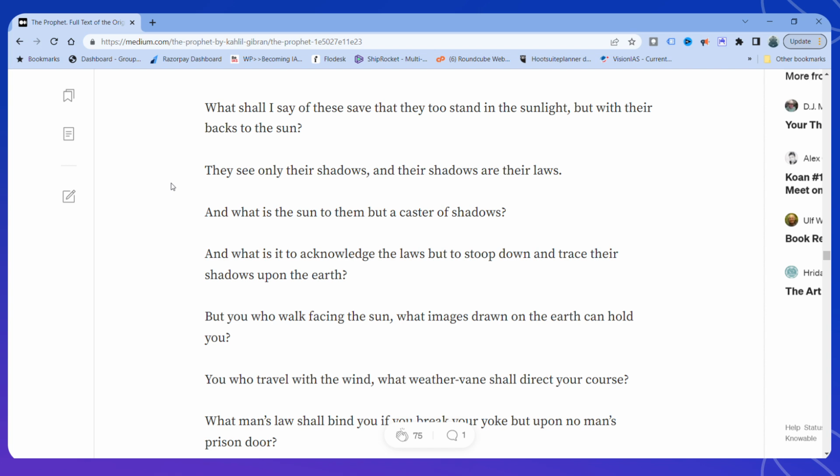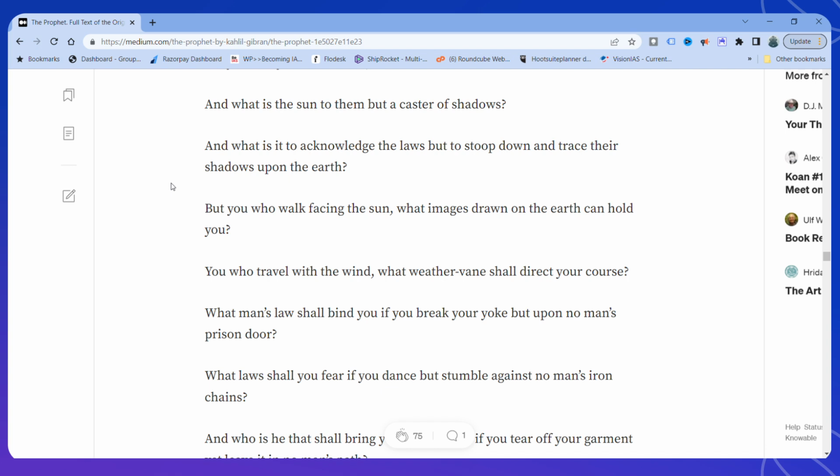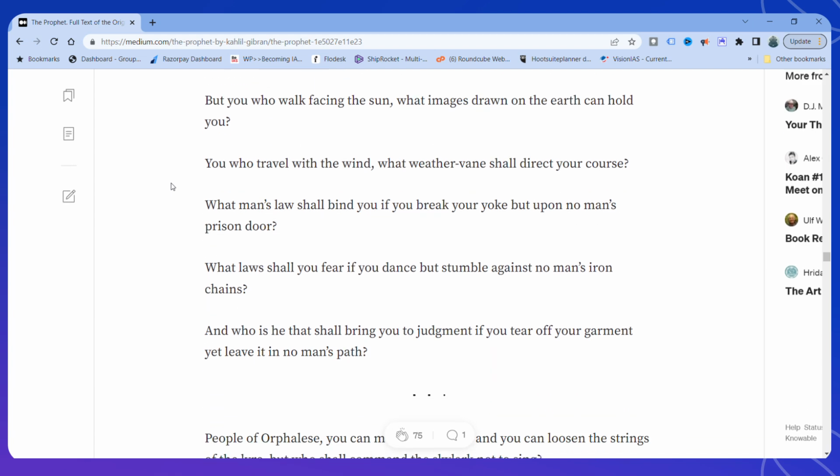What shall I say of those save that they too stand in the sunlight, but with their backs to the sun? They see only their shadows, and their shadows are their laws. And what is the sun to them but a caster of shadows? And what is it to acknowledge the laws but to stoop down and trace their shadows upon the earth? But you who walk facing the sun, what images drawn on the earth can hold you? You who travel with the wind, what weather vane shall direct your course? What man's law shall bind you if you break your yoke, but upon no man's prison door? What laws shall you fear if you dance, but stumble against no man's iron chains?